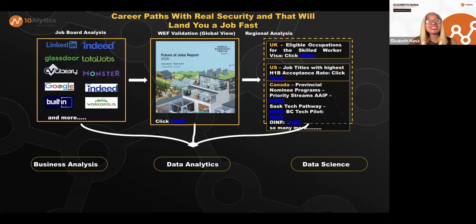So we had to carry out this analysis across the different job boards. Then the next thing we did was we decided to seek external validation. We didn't just want to say we carried out this analysis and that was what we did. We were on the hunt to find a forum that has no affiliations whatsoever with 10 Analytics, a forum that does not even know that we exist, to see what other people are saying about these particular jobs that we have shortlisted. And that was how we found the World Economic Forum. Now we took a look at the Future of Jobs report for 2025 and even going into 2026.